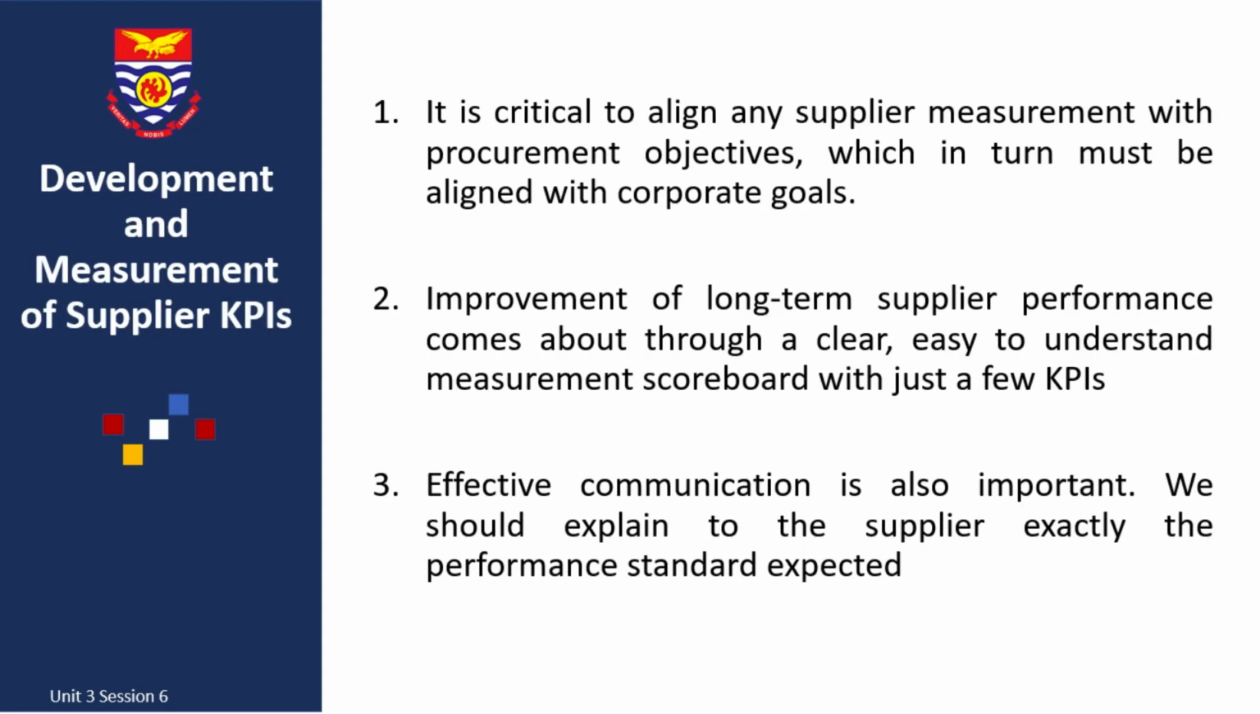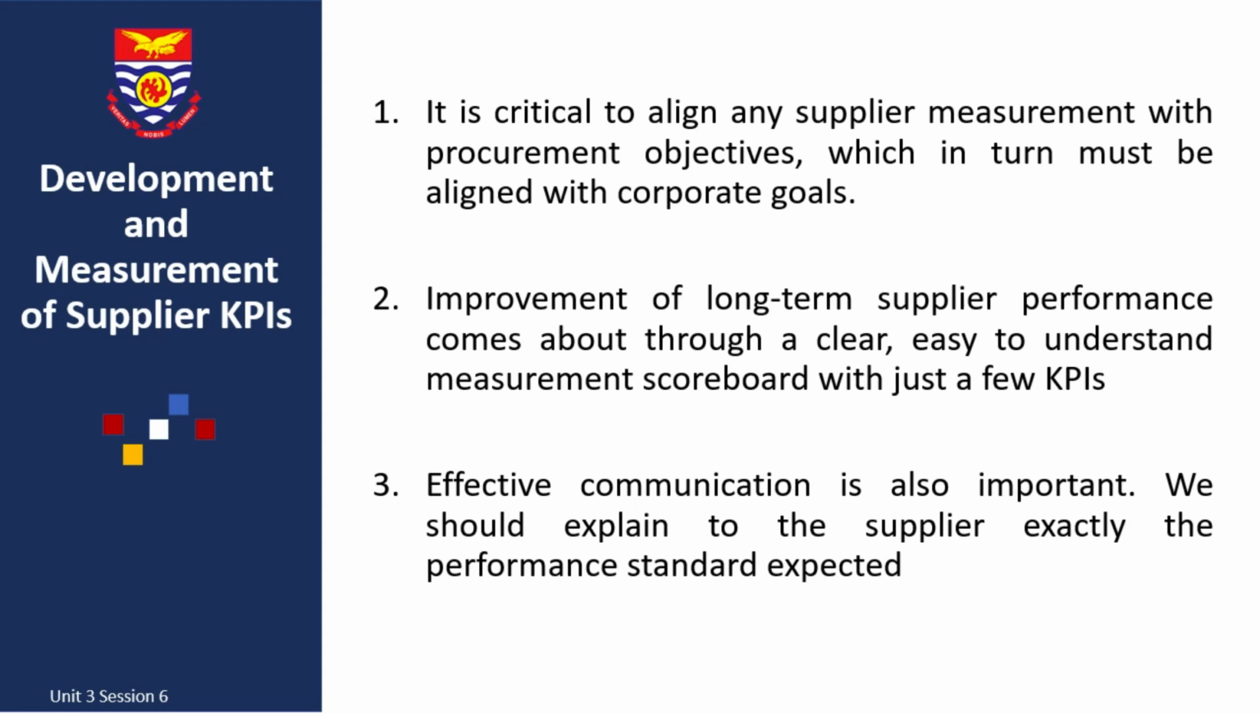To achieve consistent performance in delivery, price, quality, etc., requires diligence and consistency together with a logically developed approach to establishing supplier KPIs. It is critical to align any supplier measurements with procurement objectives, which in turn must be aligned with corporate goals. For example, the supplier focus can be centered on cost of quality, responsiveness, and so on, but then the subsequent priority weighing needs to directly reflect the procurement department's objectives.